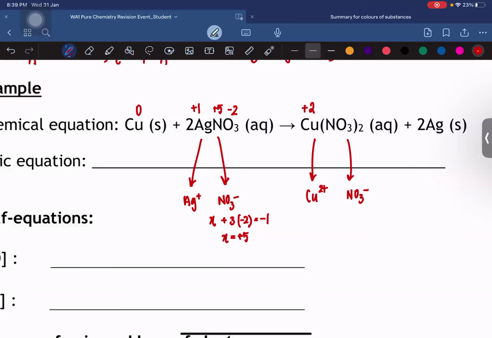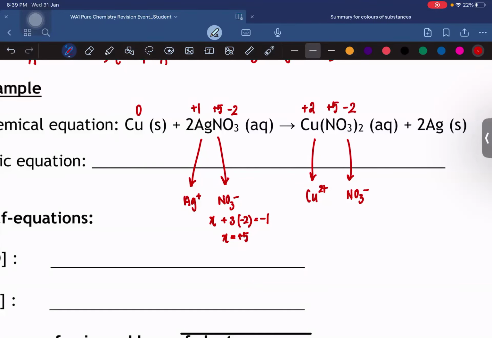Is it the same as before? NO3 minus? Isn't it the same NO3 minus? Does the 2 here matter? No. For oxidation state, the mole ratio doesn't matter at all. Understand? So in that case here, plus 5, minus 2.